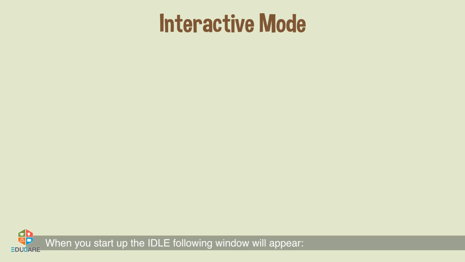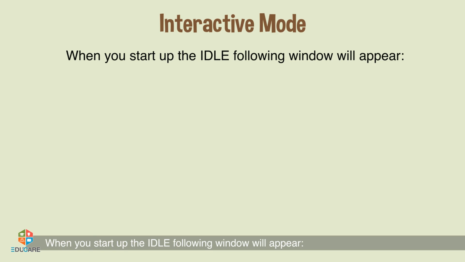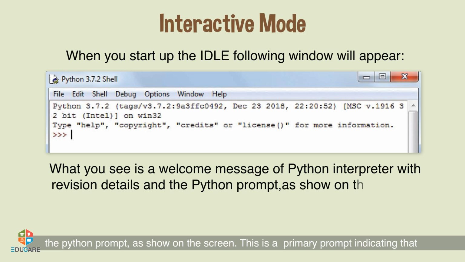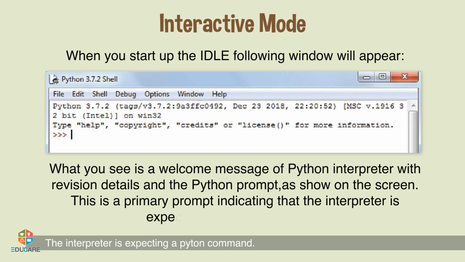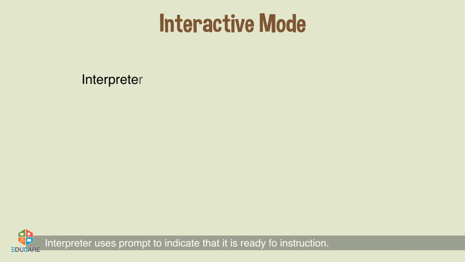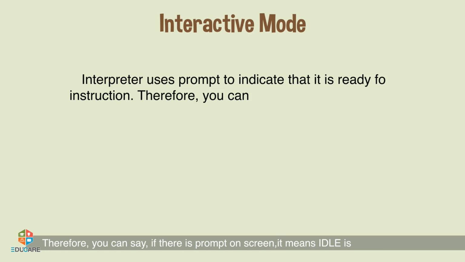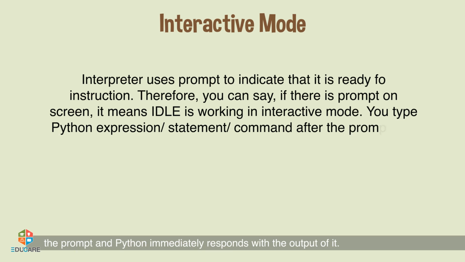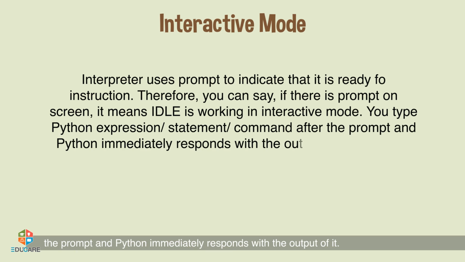Interactive mode. When you start up the IDLE, the following window will appear. What you see is a welcome message of the Python interpreter with revision details and the Python prompt as shown on the screen. This is a primary prompt indicating that the interpreter is expecting a Python command. Interpreter uses the prompt to indicate that it is ready for instruction. Therefore, you can say if there is a prompt on the screen, it means IDLE is working in interactive mode. You type a Python expression or statement or command after the prompt, and Python immediately responds with the output.